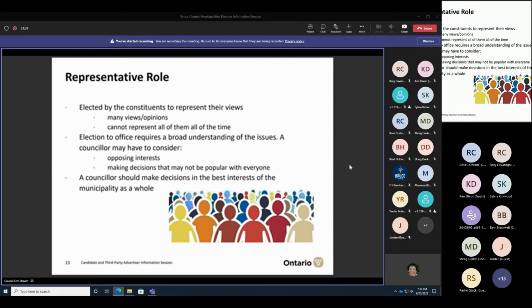Every member of council should vote on matters in the best interest of the municipality as a whole, and every member should respect each other's points of view during and after debating an issue at the council table. Once a decision is made by council, it is a decision of the municipality, and staff are required to carry out and implement that decision.